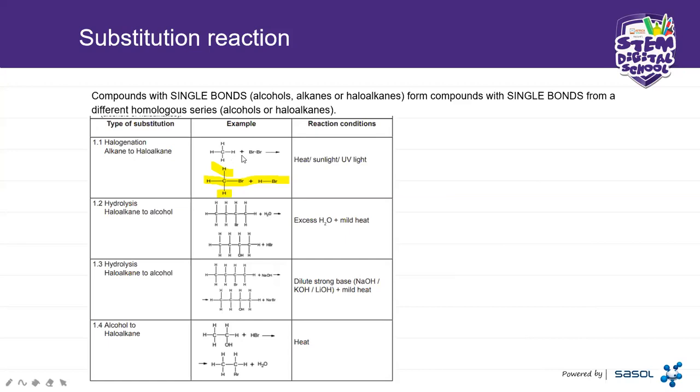our haloalkanes. So just take a look at these ones. You see the reaction condition is going to be heat, sunlight, or UV rays. But check here what happened. They replaced one Br with H, and they replaced the H with one Br. So this is substitution. You still have two reactants and you still have two products. You just substituted amongst the two. Okay.